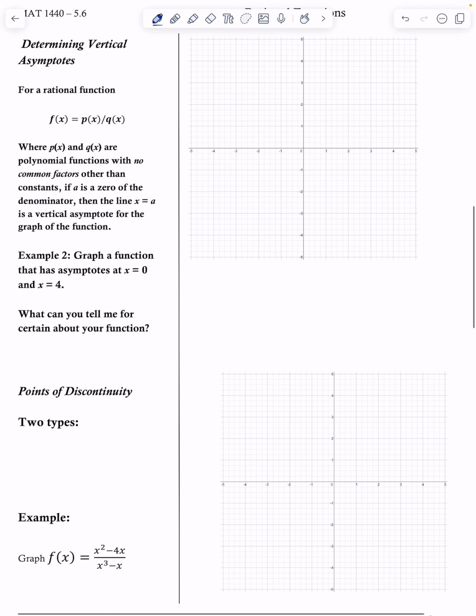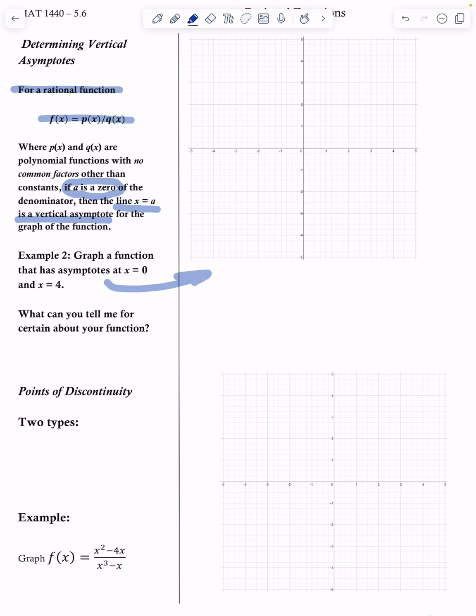On the left-hand side, for any rational function, f of x equals p of x divided by q of x, right here. P of x and q of x are polynomial functions with no common factors. That means we cannot cancel something, numerator and denominator. So any a that is a 0 of the denominator gives us a vertical asymptote at x equal a. So let's take a look at example 2.